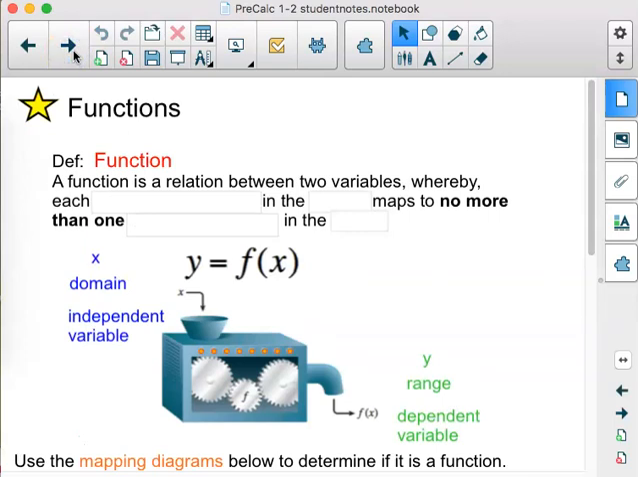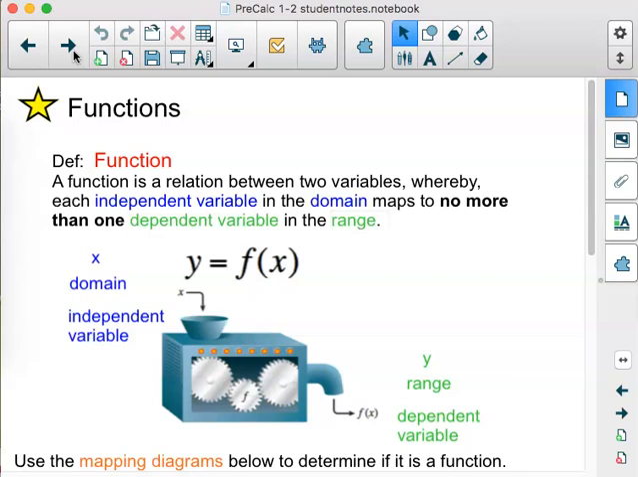So we're going to start by talking about a function. And remember, a function is special. A relation is absolutely anything that you can graph. But to be called a function, it has to be special. A function is a relation between two variables whereby each independent variable in the domain maps to no more than one dependent variable in the range, which basically says for every x, there's exactly one y.